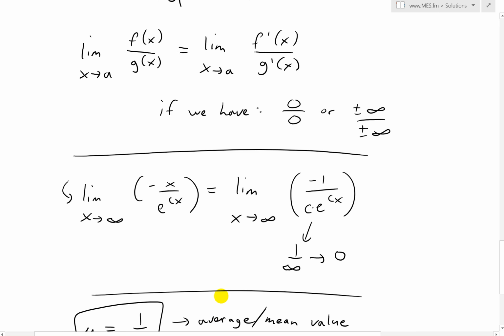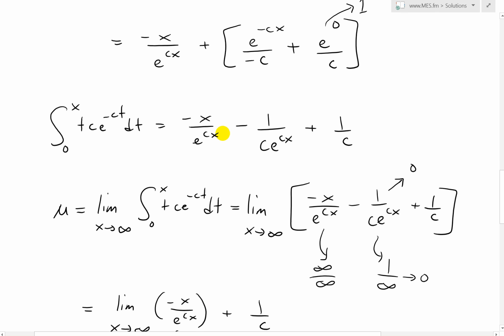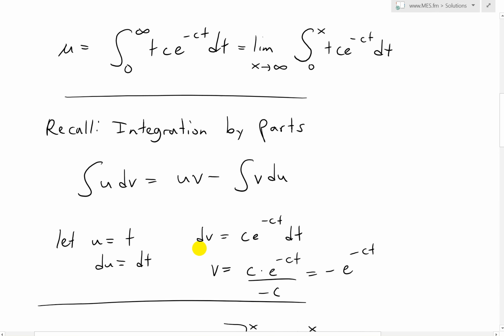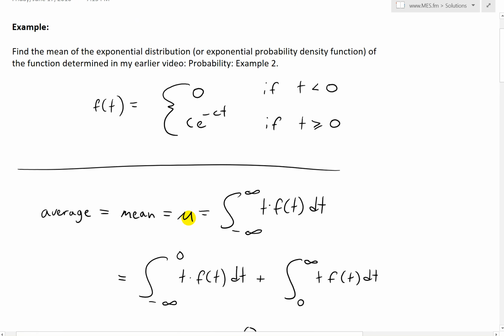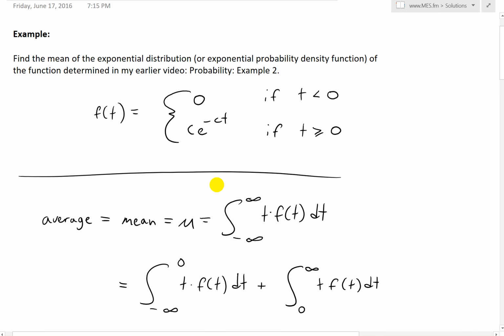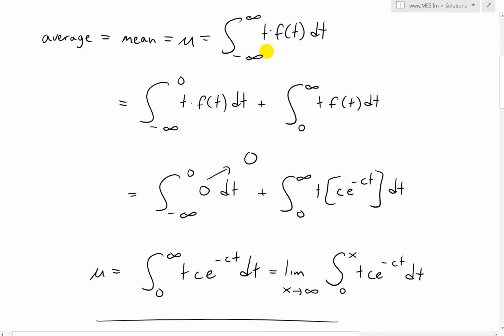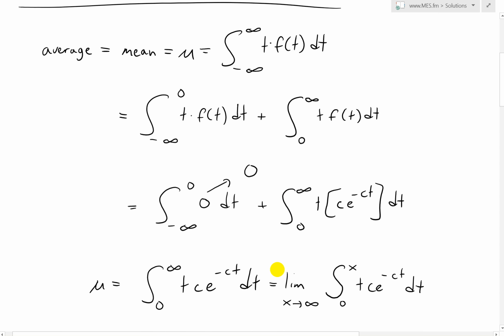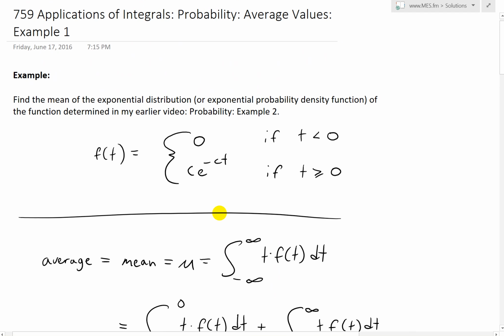Anyways, that's all for today. If you learned from this pretty interesting video on determining the average value for this exponentially decreasing probability density function, and showing how the constant c is related to the average, or mean, value. Anyways, that's all for today.